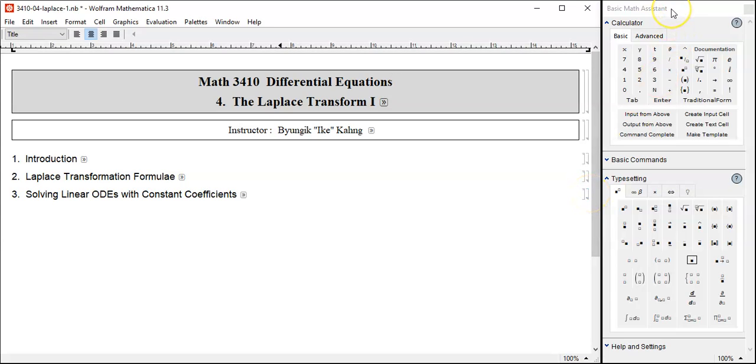Okay, that's where I'm going to stop, and I'll see you again in Section 2 and Section 3.